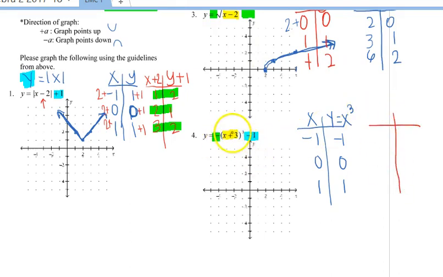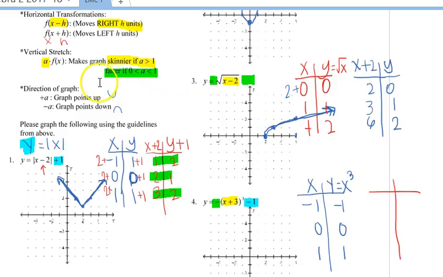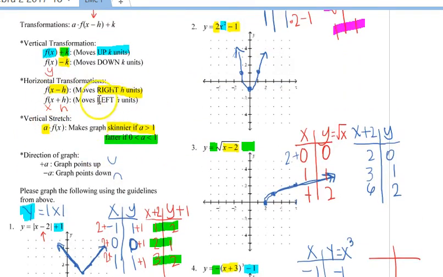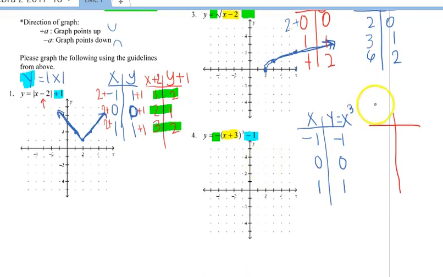So x plus 3, remember plus inside with the x moves to the left, and the left is negative. So I'm going to put an x minus 3, and all of my x values I'm adding a -3. I don't have enough room over on this side, so that's why I put a -3 plus. It's the same thing. -3 minus 1 is a -4, -3, and -2.